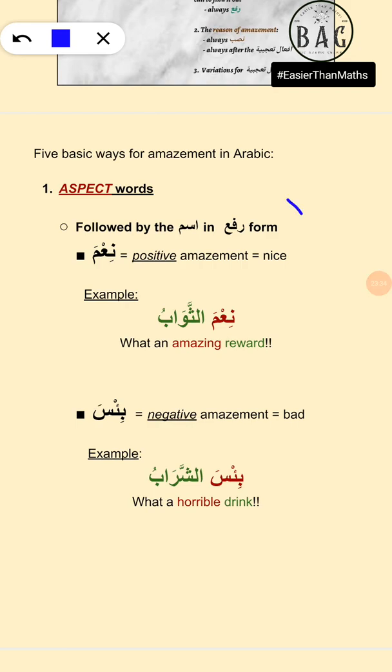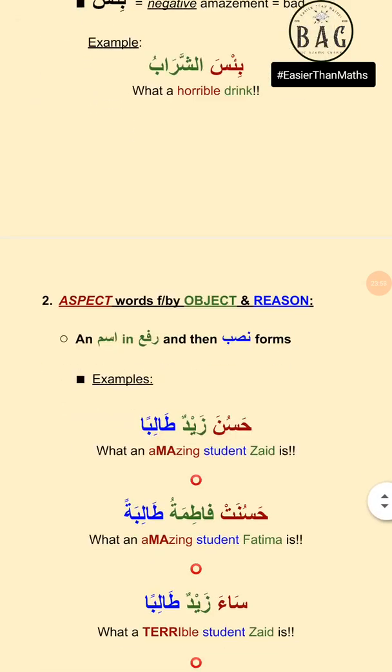Okay, and you've got, for example, Ne'ma for positive amazement. It means nice. Okay, so Ne'ma means nice. Okay, the sound of na. For example, Ne'ma sawabu. Okay, Ne'ma sawabu. What an amazing reward. Be'sa, for example, Be'sa sharabu. What a horrible drink. Okay, so these were the aspect words.